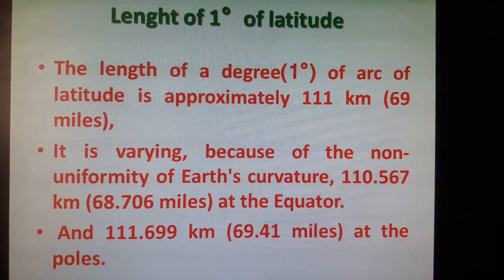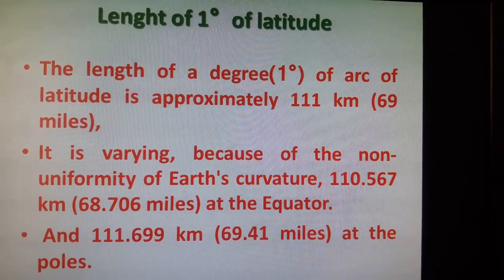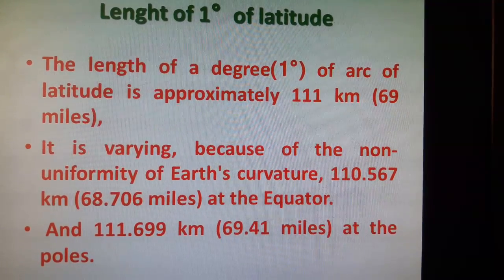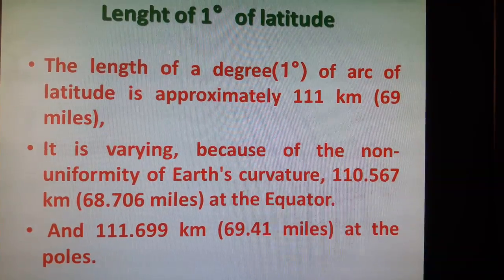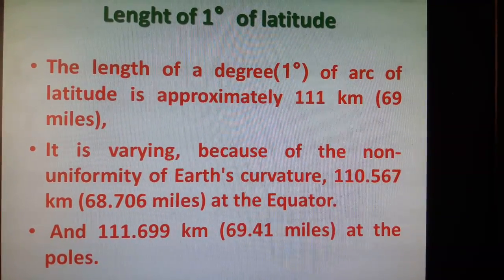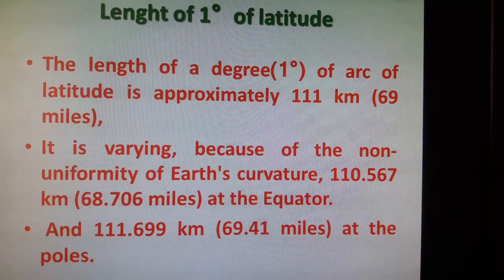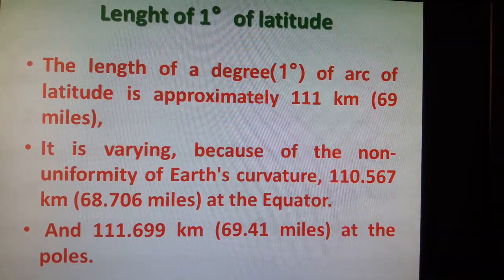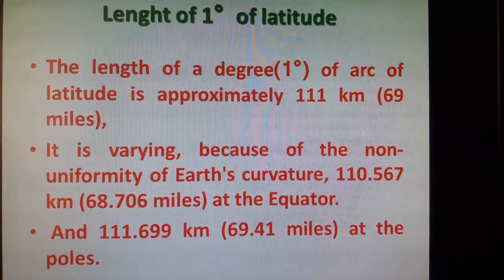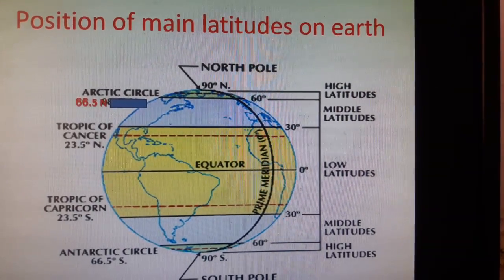Length of 1 degree of latitude. The length of 1 degree of arc of latitude is approximately 111 km. It is varying because of the non-uniformity of Earth's curvature. It is 110.567 km at the equator and 111.699 km at the poles. Position of main latitudes on Earth.